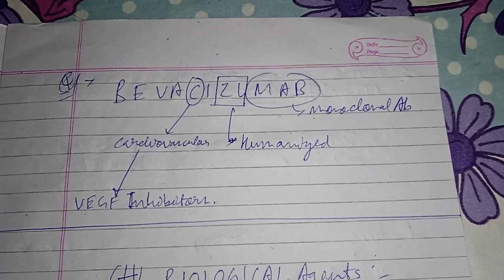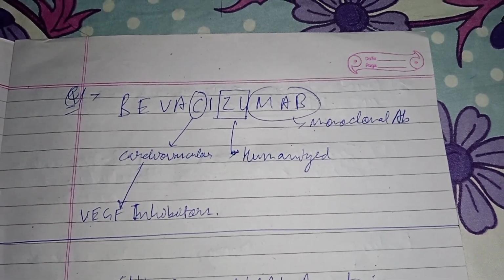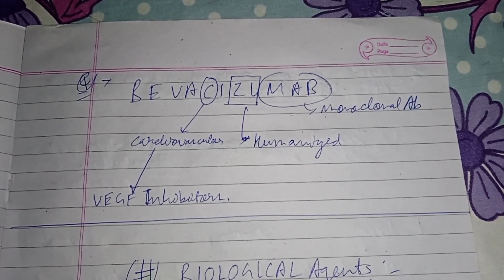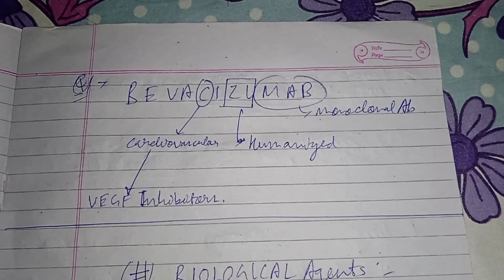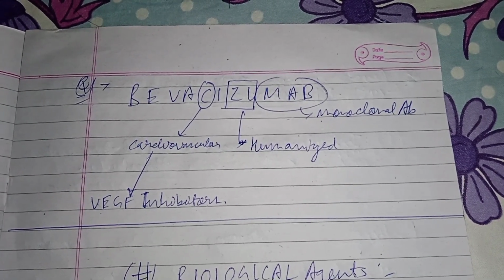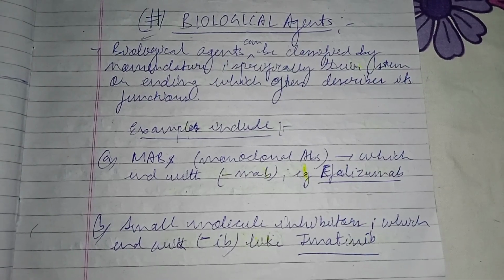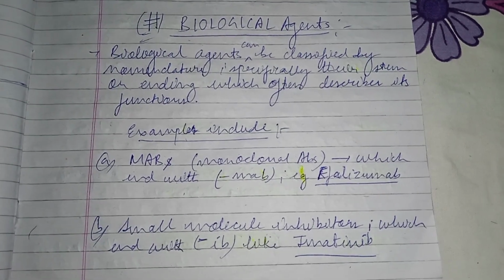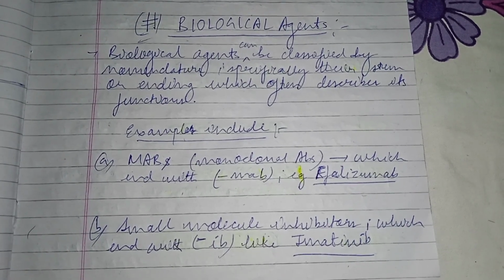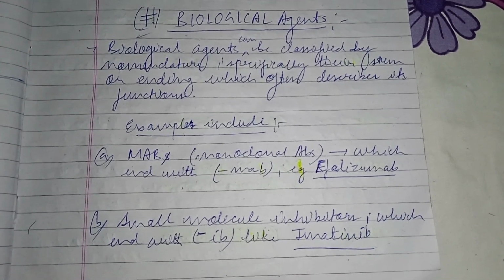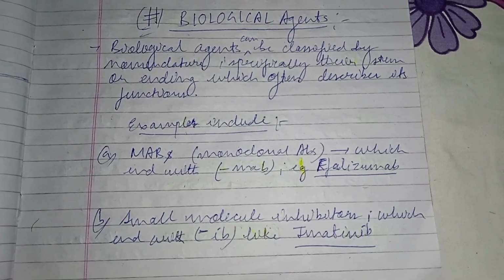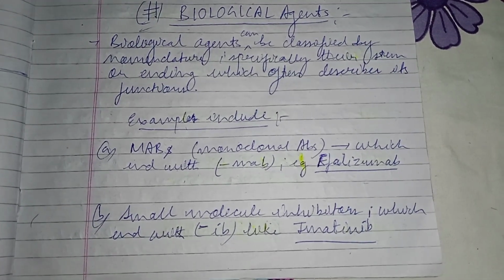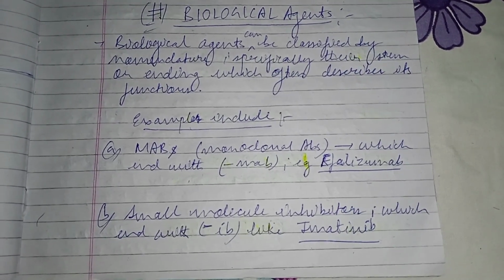Since we have solved many examples, now we will look into the topic biological agents and we will be able to understand it very easily. So let's start our discussion on biological agents too. What are biological agents actually? Biological agents can be classified by nomenclature, specifically their stem or ending, which often describes their function. Examples include MABs, that is monoclonal antibodies. We already discussed it and we are pretty confident because we solved many examples too.